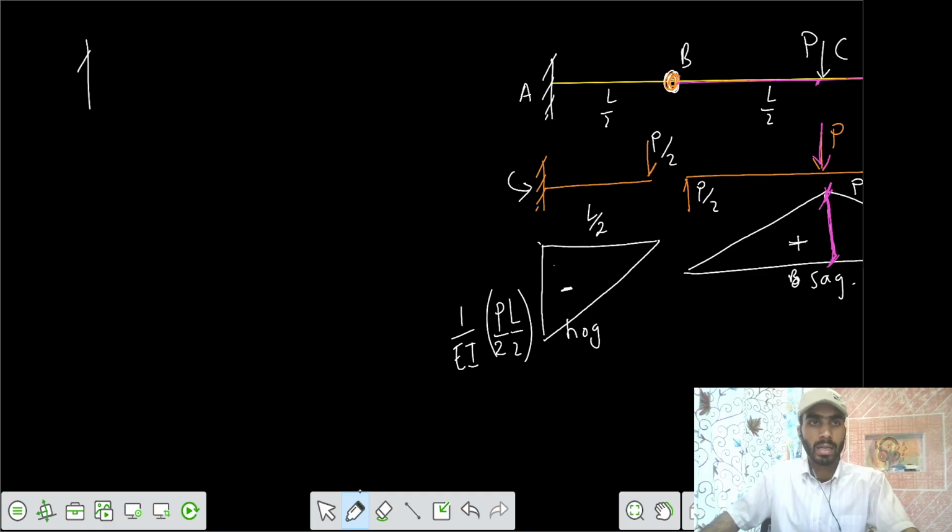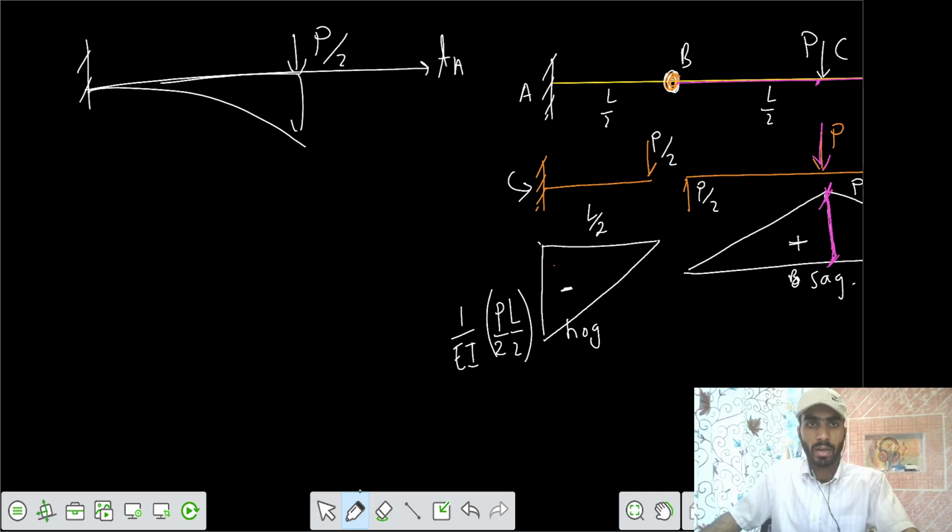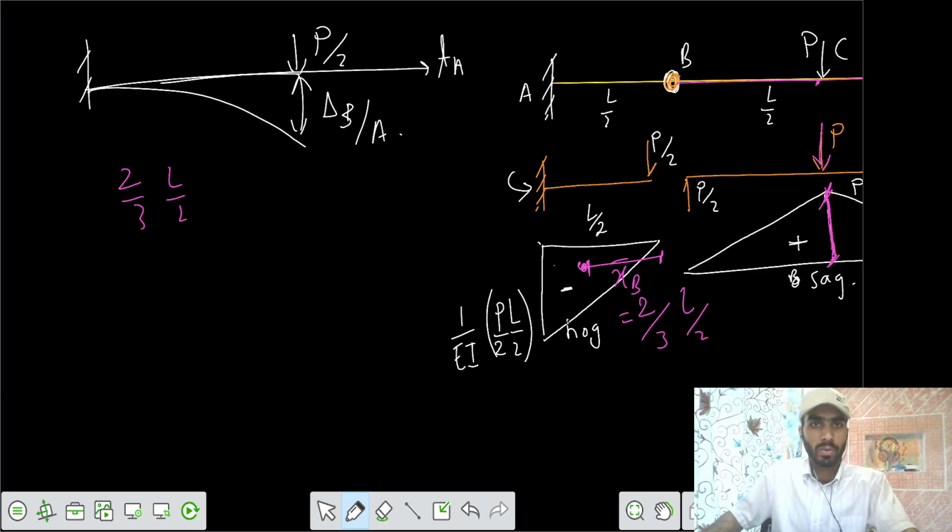For that, let's analyze this part, where there is a load P by 2 and the deflection profile is downwards. If you draw a tangent from A, this is delta at B with respect to the tangent drawn from A. This equals the moment of the area between the 2 points about point B. This is your XB bar, which equals 2 by 3rd of L by 2. So we write 2 by 3rd of L by 2 into the area between the 2 points, that's 1 by 2 into negative PL by 4 EI into length L by 2.